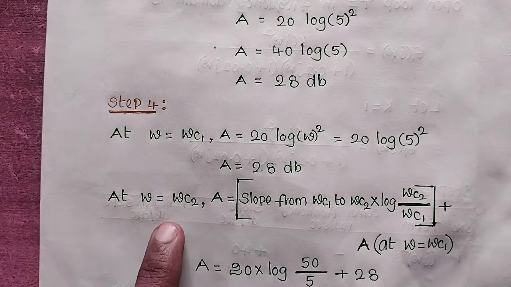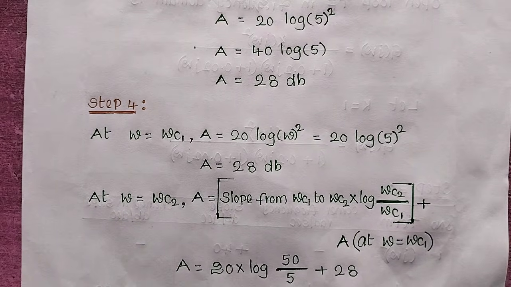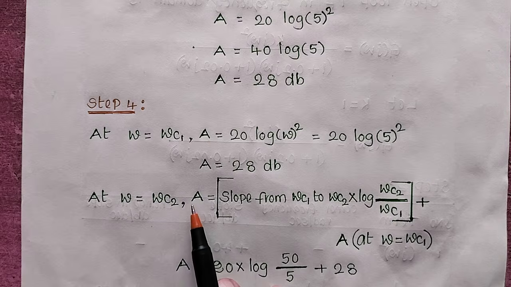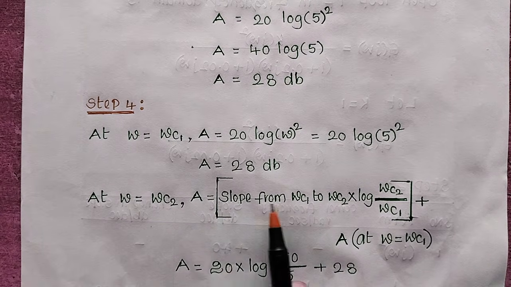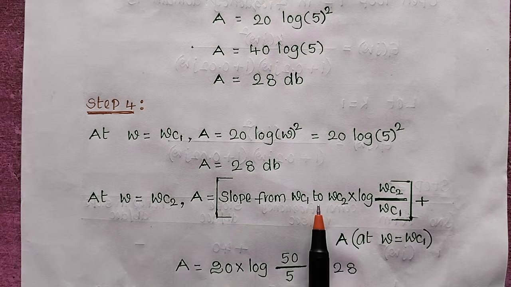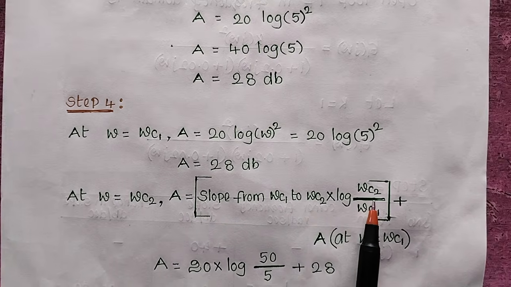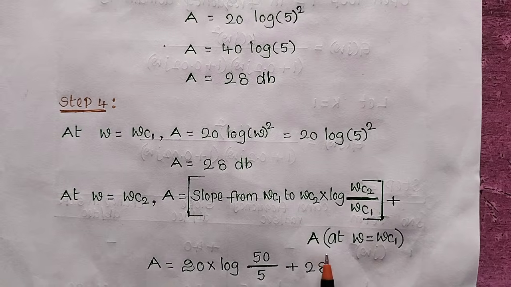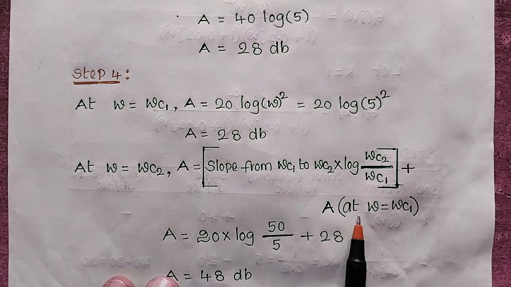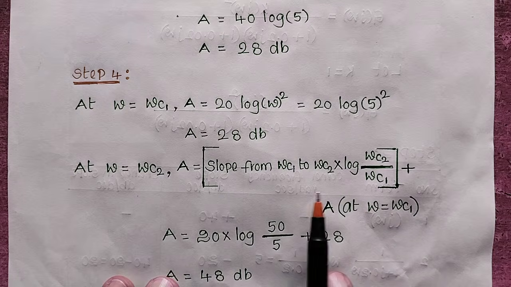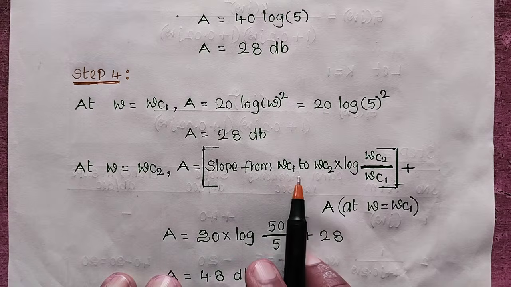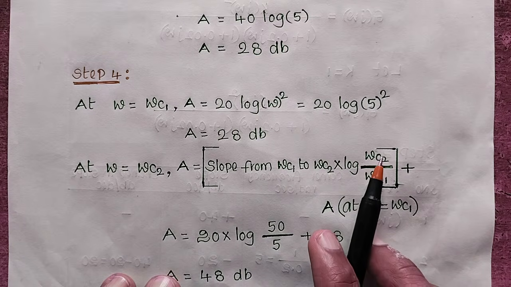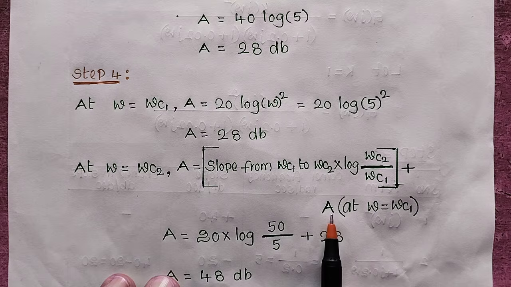Now at omega equal to omega C2, we have to calculate the gain at omega C2. This is the formula to find the gain at omega C2. A equal to the slope from omega C1 to omega C2 into log of omega C2 by omega C1 plus the magnitude at omega equal to omega C1.